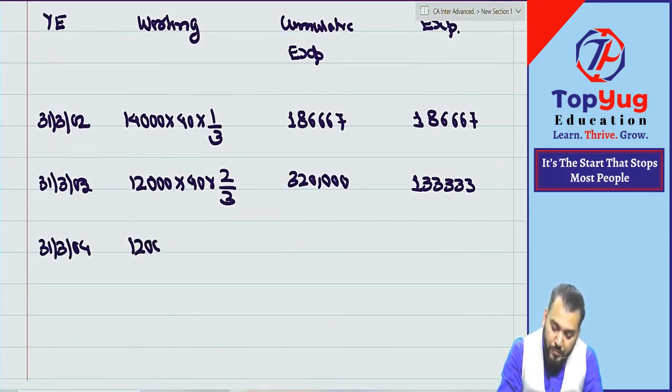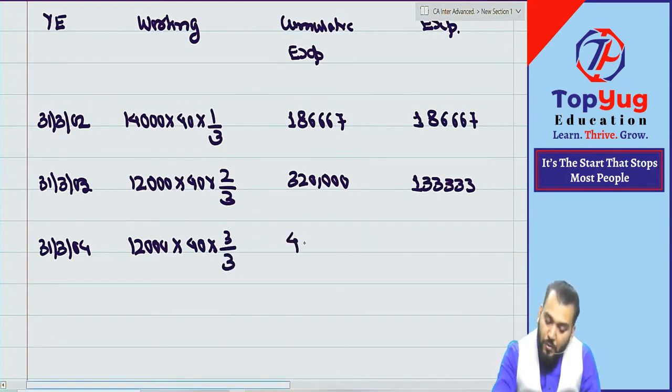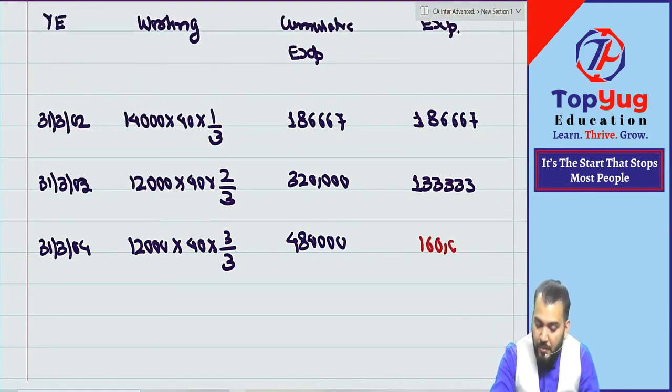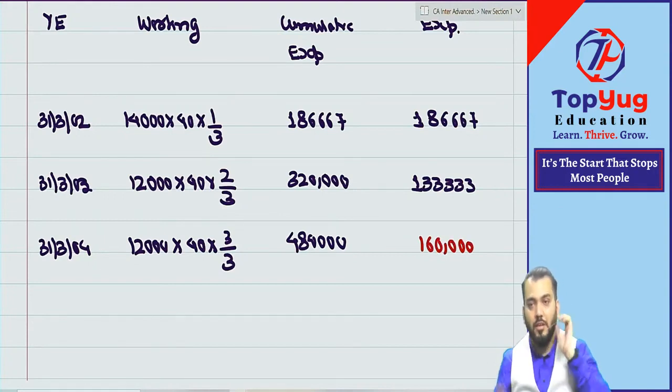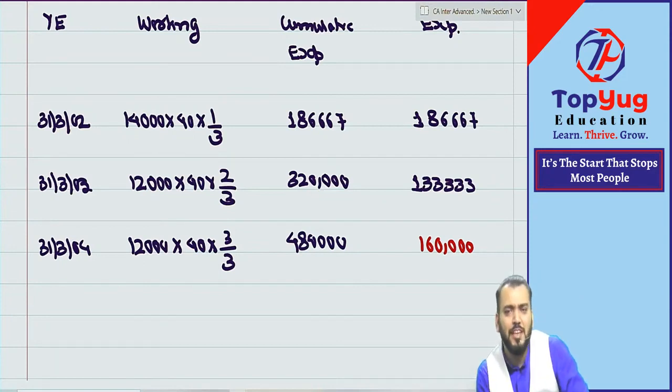How many options? Into what? Into what? How much? 4,80,000. What is the expense? 4 lakh 80 minus 3 lakh 20, that is 1 lakh 60,000. Use calculator, Ray. One mistake, one attempt gone. This time calculation mistake should be avoided because we are using calculator.